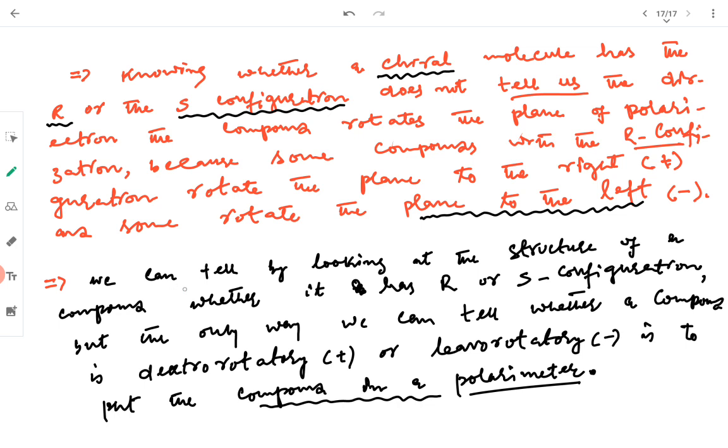We can tell by looking at the structure of a compound whether it has R or S configuration. But the only way we can tell whether a compound is dextrorotatory or levorotatory is to put the compound in a polarimeter. Unless you put this compound in a polarimeter, you cannot know whether it is dextrorotatory or levorotatory. This is all for this lecture.